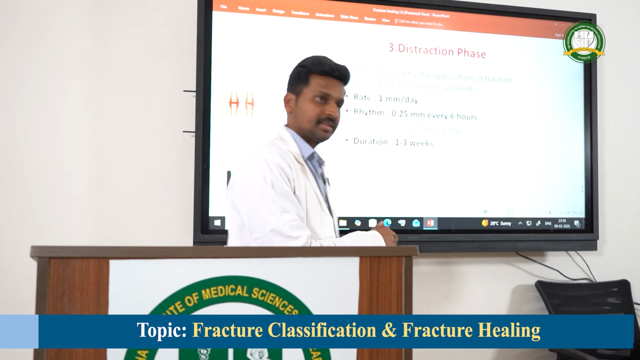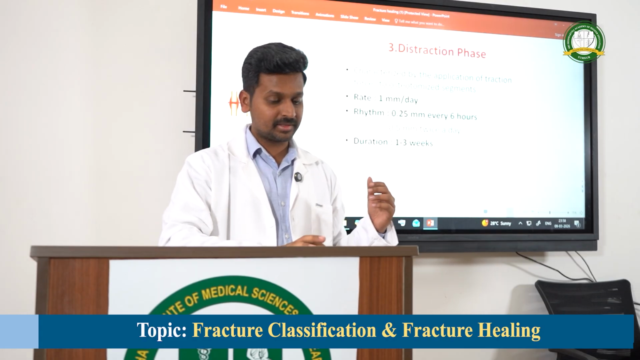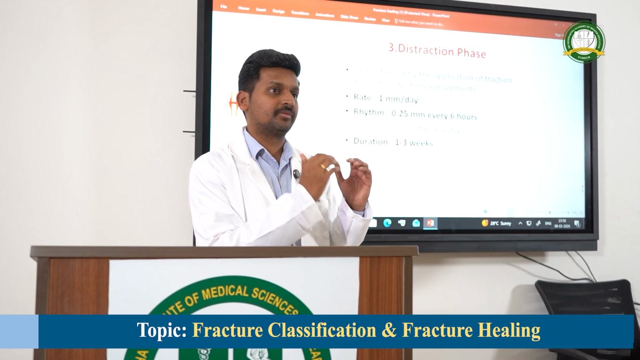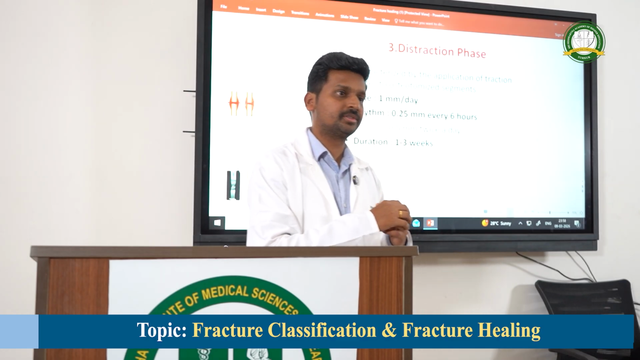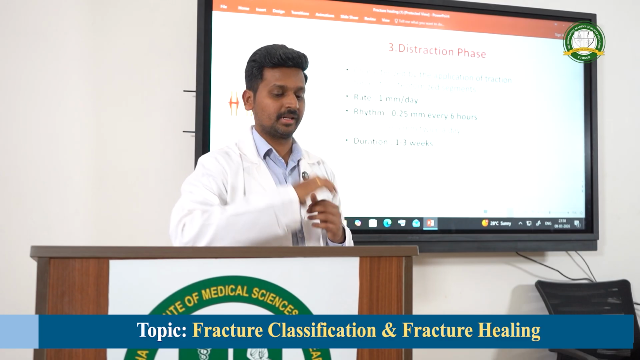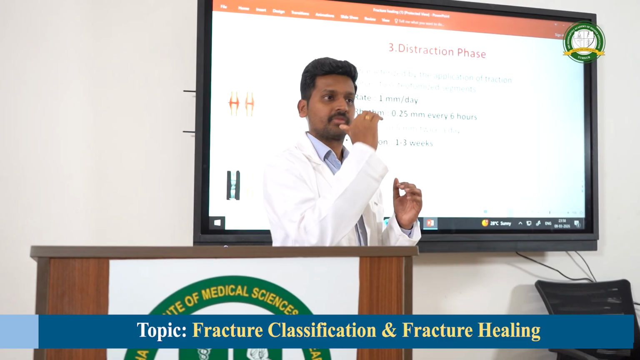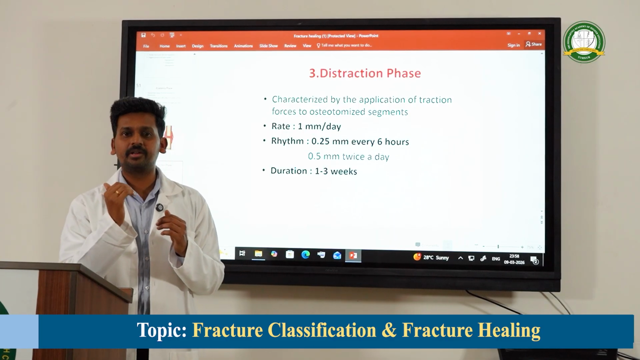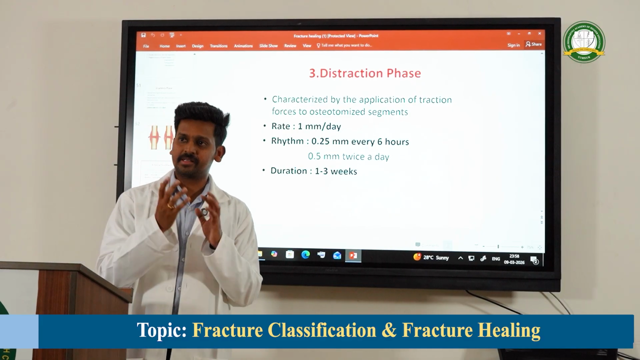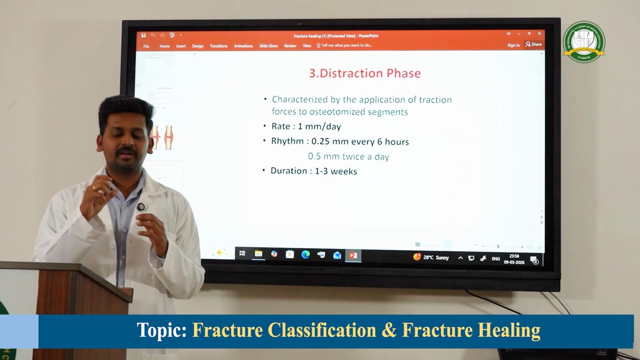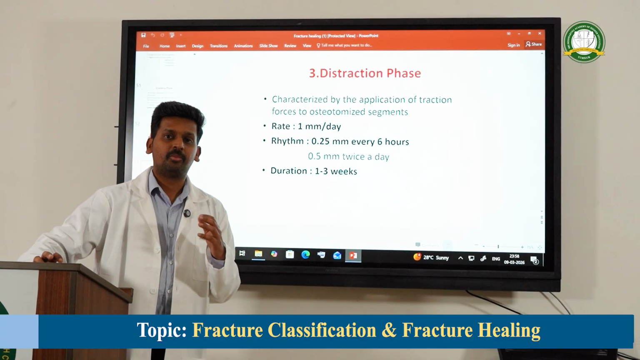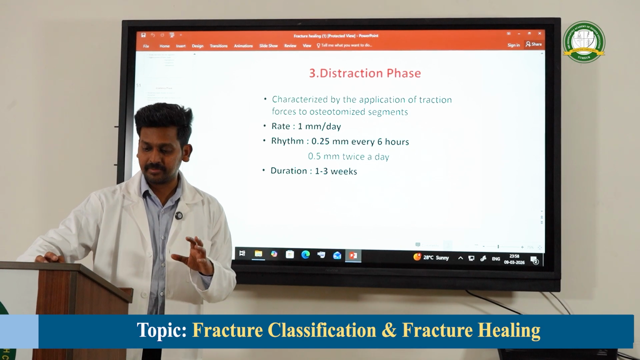And third is the distraction phase. The distraction phase lasts from 1 to 3 weeks, wherein there is continuous traction. We use ring fixators to distract the bone. So after the osteotomy, the bone segment that is left out is distracted each day from the osteotomy side distally towards the fracture side at 1 mm per day. So we do it every 6 hours, so 0.25 mm is distracted each time, or it can also be done as 0.5 mm every 12 hours.